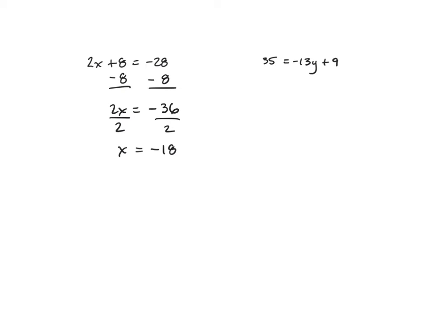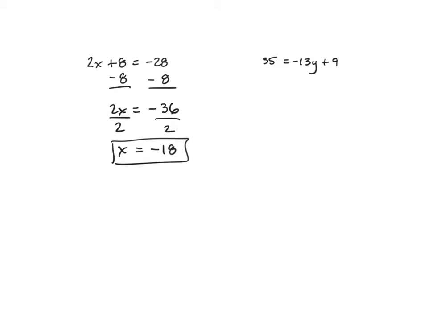And then to check it, I can take negative 18, plug this into my original equation, and do 2 times negative 18 is negative 36. Add 8 to that, and I'll get negative 28, and that's the same as this side, so it does check. So this is my solution here. And we'll move on to the next one.